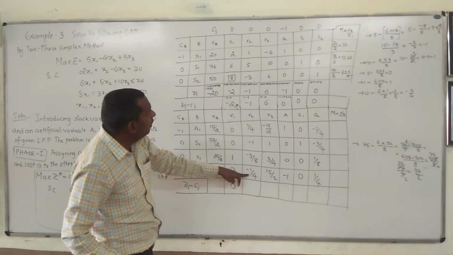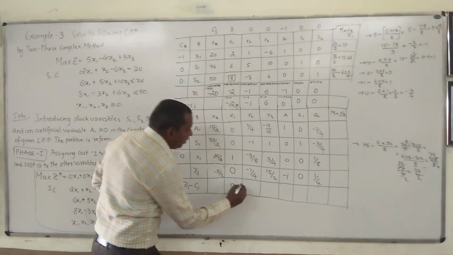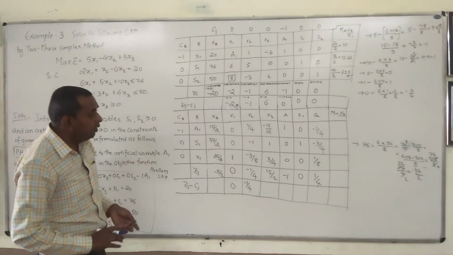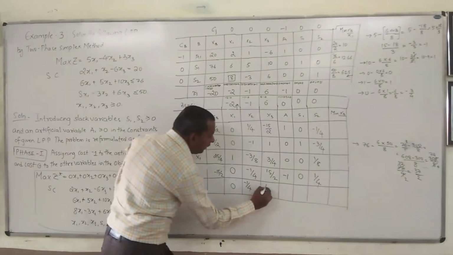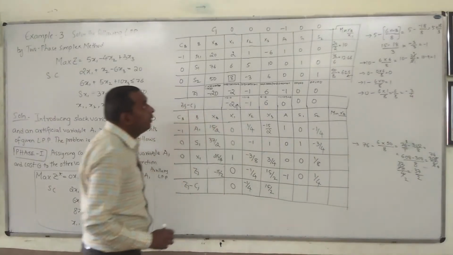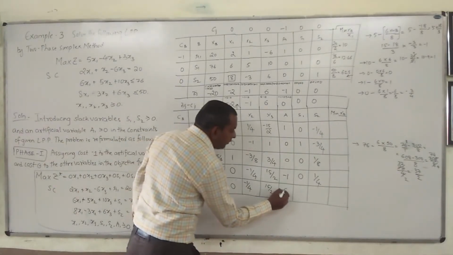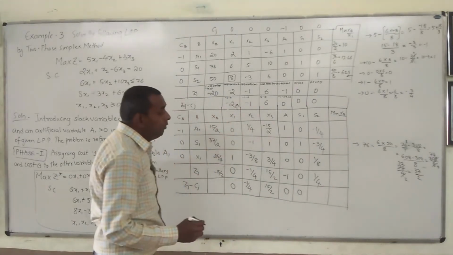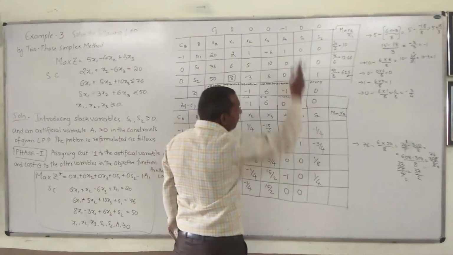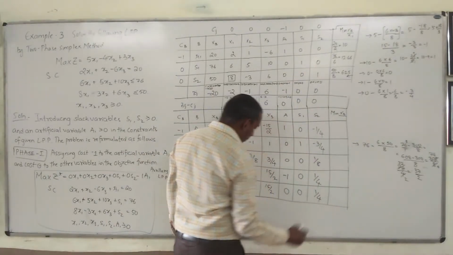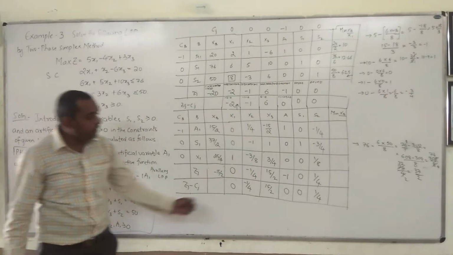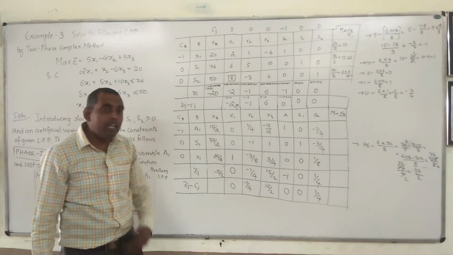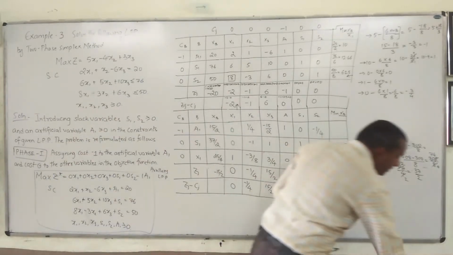Minus 1 by 4 minus 0 is minus 1 by 4. 15 by 2 minus 0 is again 15 by 2 here. Then minus of minus 1, that is 0 here. Again this is 0. Then followed by 1 by 4 minus 0 is 1 by 4. Fine. So again we got one ZJ minus CJ which is negative. Then we are supposed to go to the next simplex table.